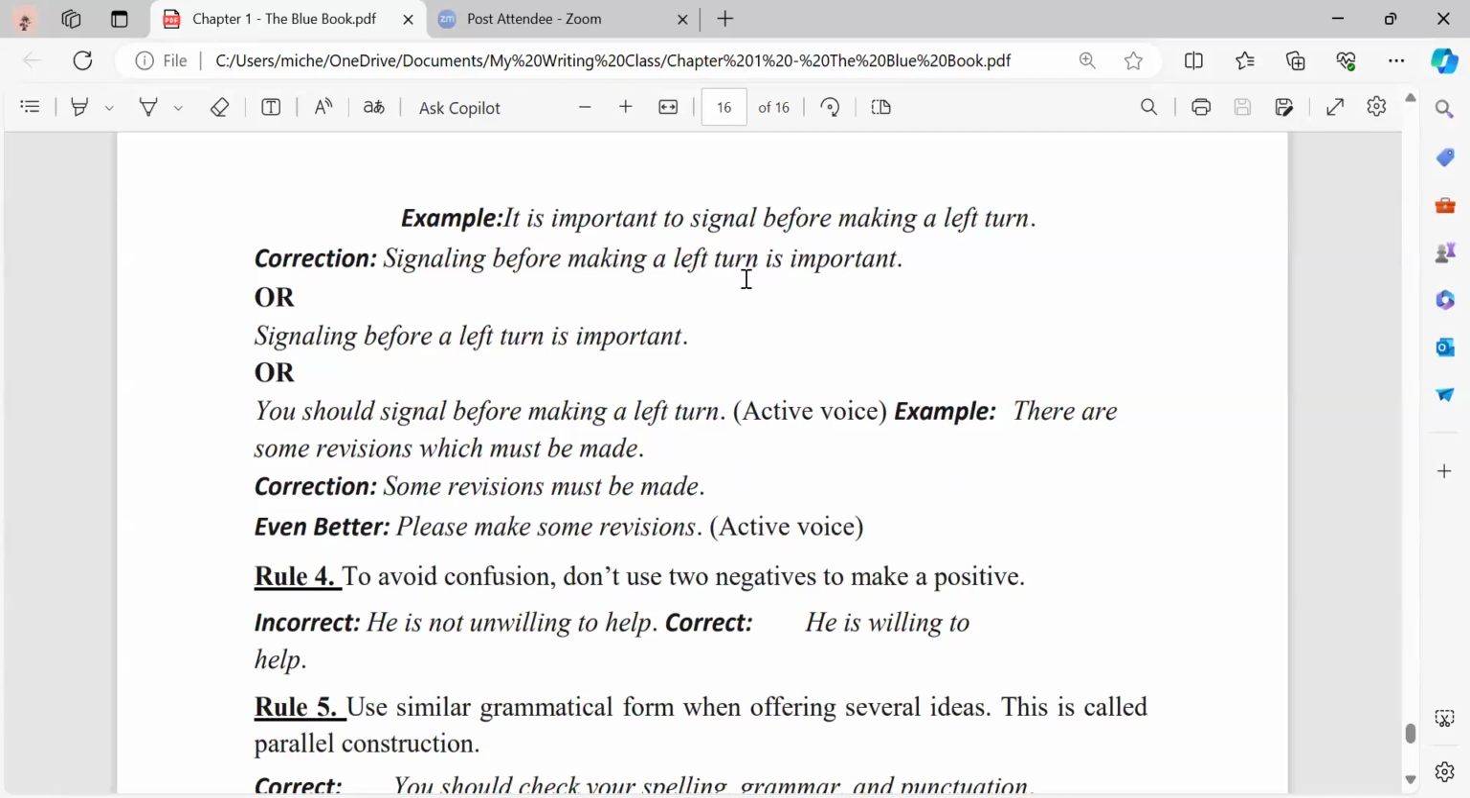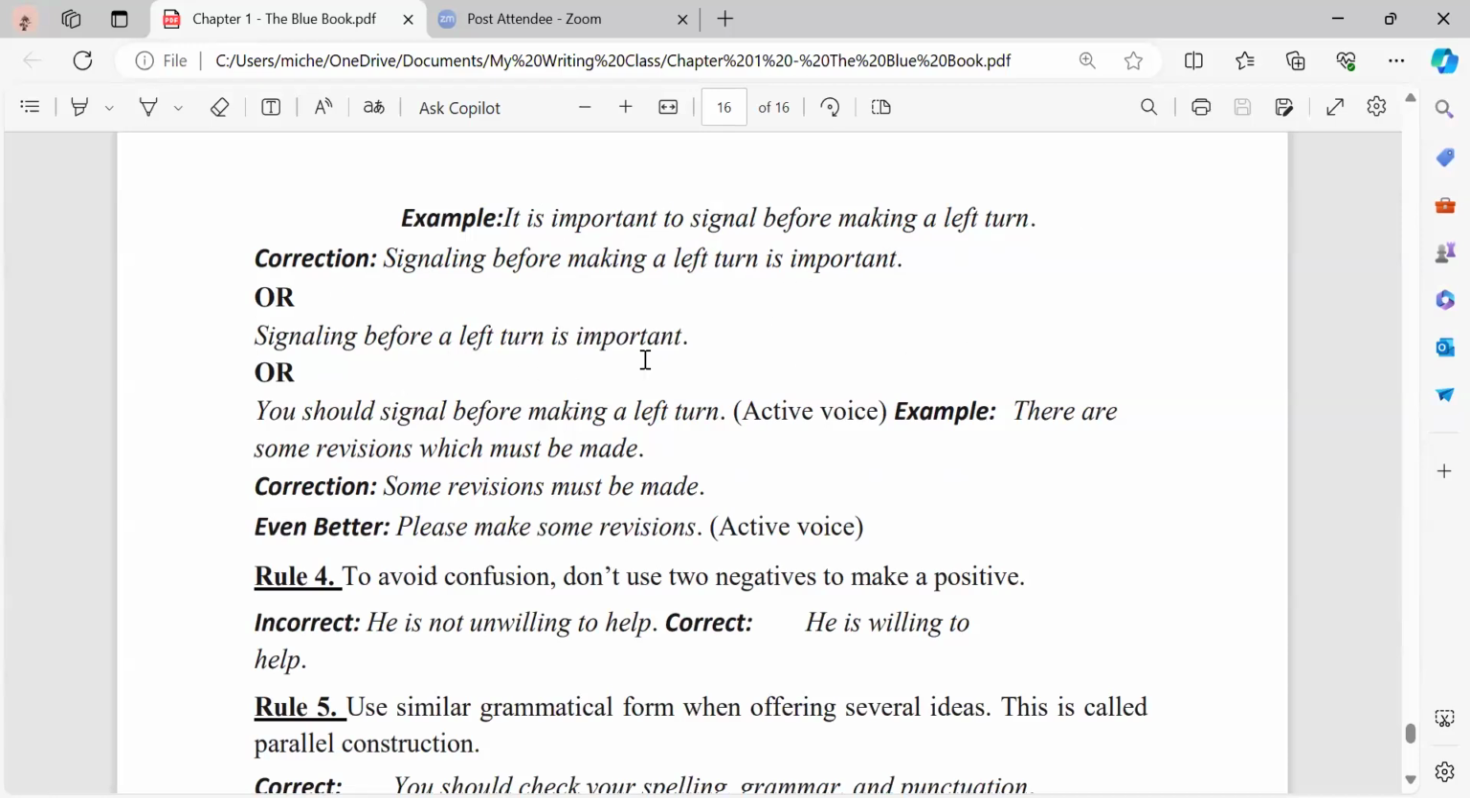Okay, so here we have another example. "It is important to signal before making a left turn." The correction: "Signaling before making a left turn is important." It's not necessarily that we have to always eliminate the words "it is" or something like that, but this is just an alternative. We can just remove the "it is," and then "signaling before making a left turn is important." This is way better.